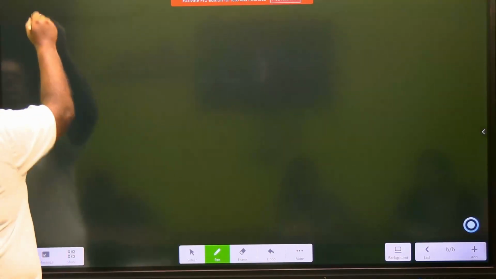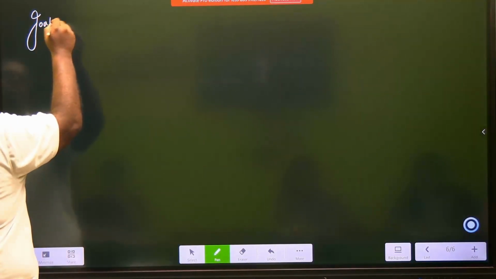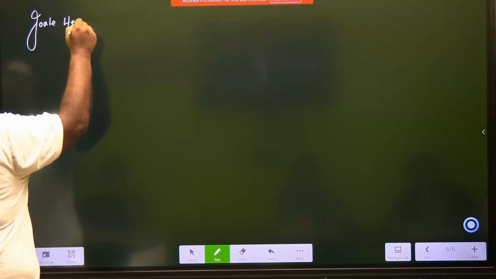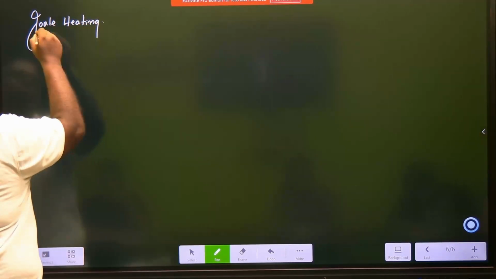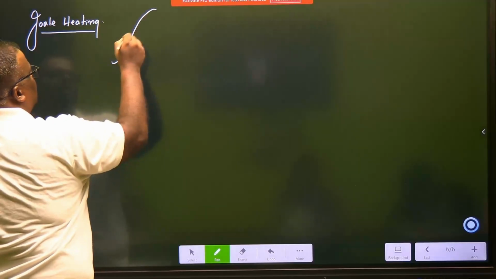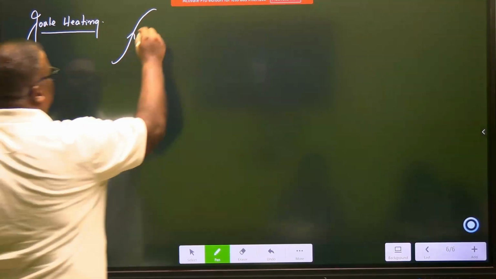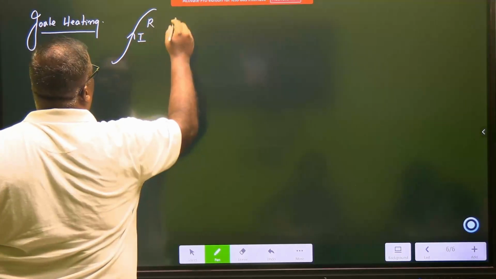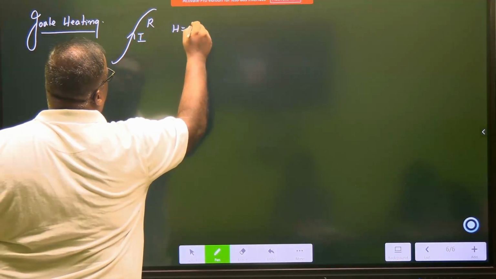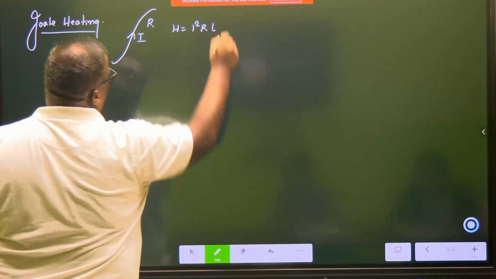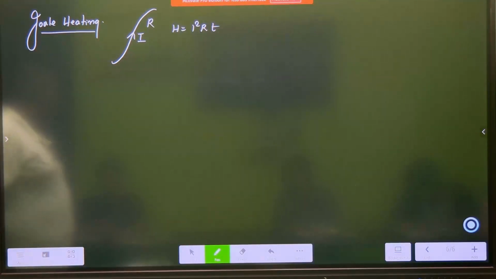Okay, now let's discuss Joule's heating. Joule's heating is simply, if you remember grade 10, if you have a current I flowing through a conductor, and the conductor has a resistance of R, then the heat developed in the conductor is given by I square R into T, for the time that the current flows through the conductor.